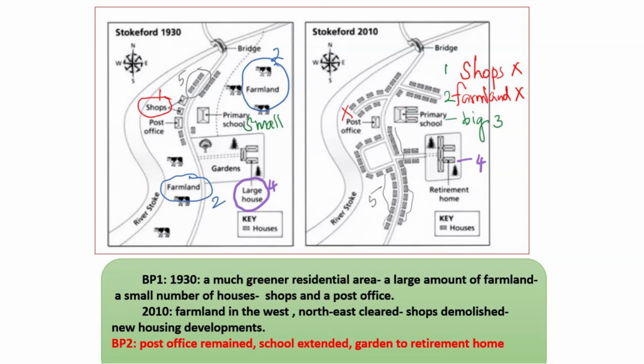Paragraph two will say the post office remains in the same place, no change in the post office. However, the large house and the gardens are gone now. And here, the retirement home replaces the gardens and the large house. So these things will be put together and made into paragraphs.